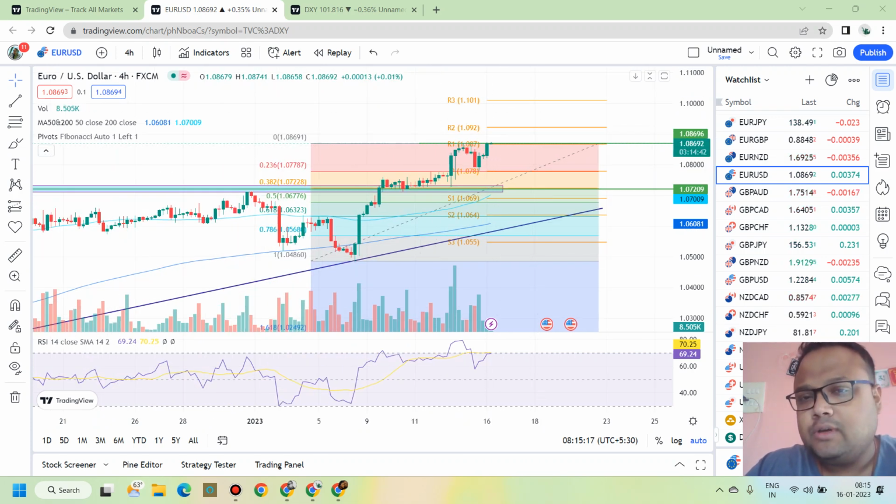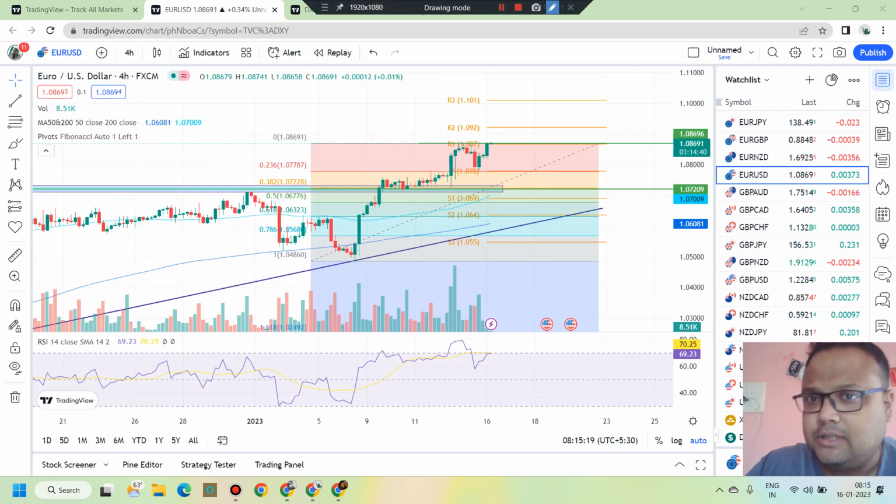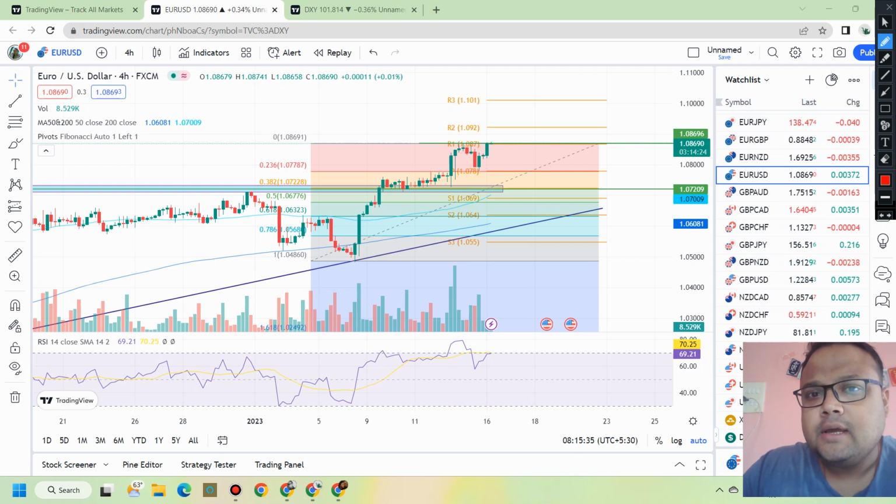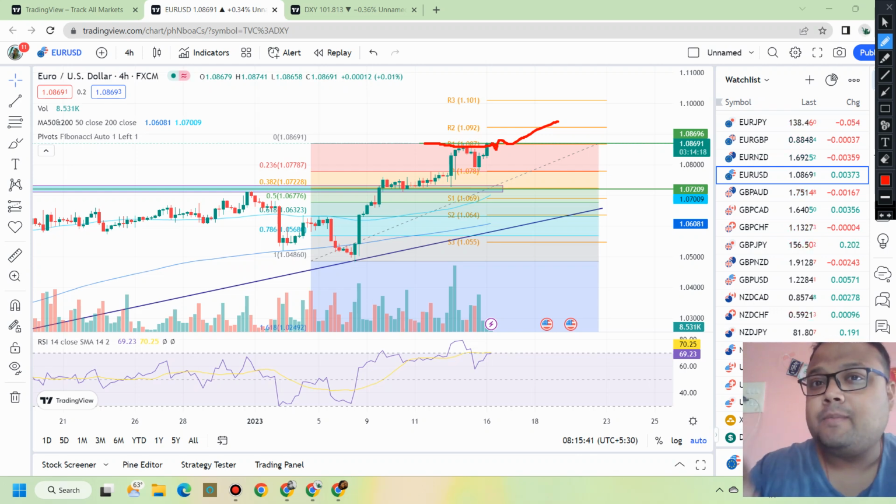If you already have taken a buy position, you can stay in the trade because the overall Euro USD is very much bullish. But if you're looking for a fresh entry, then you can take a buy position with proper risk management if Euro USD shows an upside again. If Euro USD breaks this particular level and starts going up here, then you can consider taking a buy position, but keep in mind it will be a risky buy position.